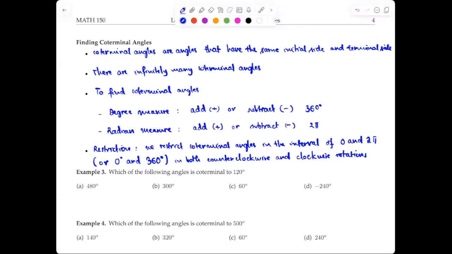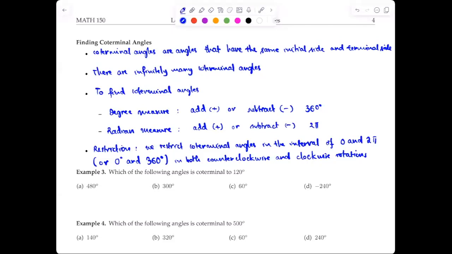So here's how you find coterminal angles. For example 3, a multiple choice question, the angle is 120 degrees. Now, how to find a coterminal angle? You either add or subtract 360 degrees. So let's start by adding 360 degrees. 120 degrees plus 360 degrees, what do you have here? 480. So you might think that 480 degrees is a choice here, but remember, you restrict yourself to the interval between 0 and 360 degrees. So 480 is not going to be the choice. You with me on that?